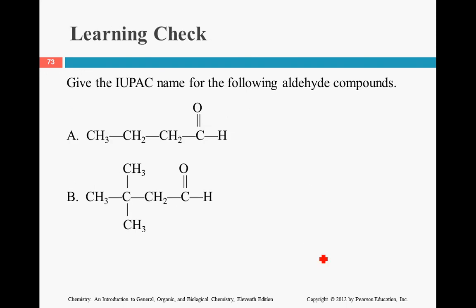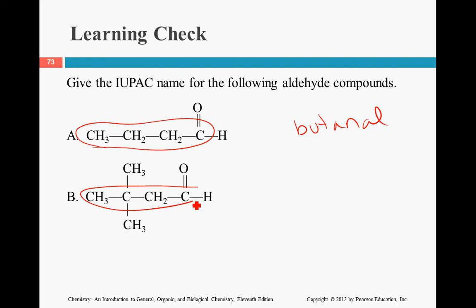So, naming the aldehydes again. We have 4 carbons there. That brings us to butane. It's an aldehyde, so butanal. I don't have to say where the double bonded oxygen is, because it's already assumed that's at the end. This is another butane, because there's 4 carbons. So butane becomes butanal.